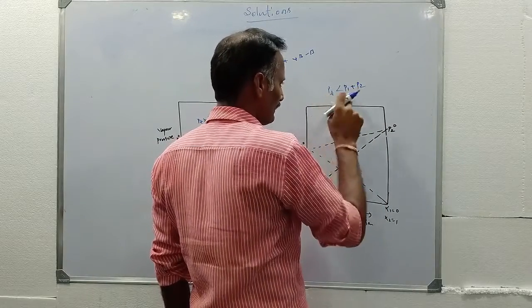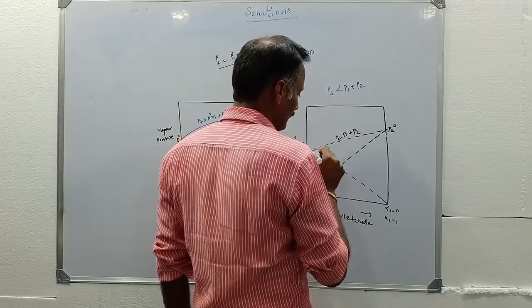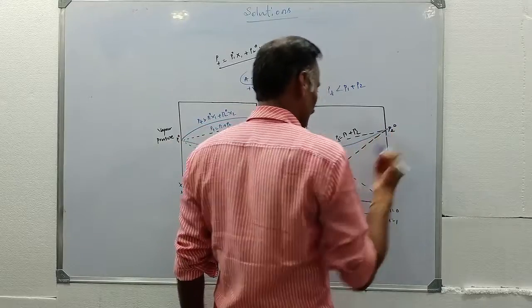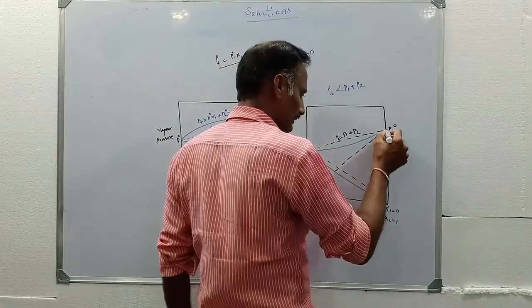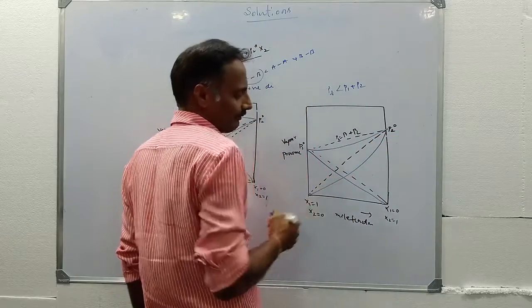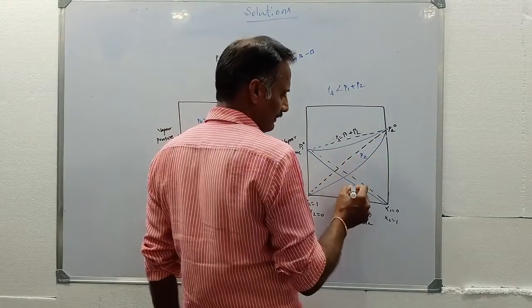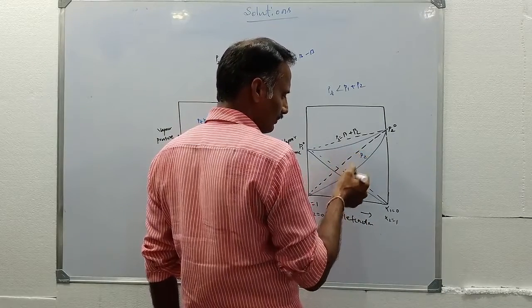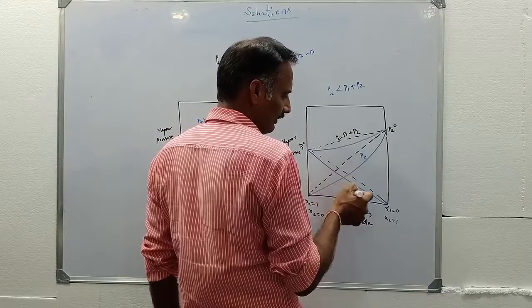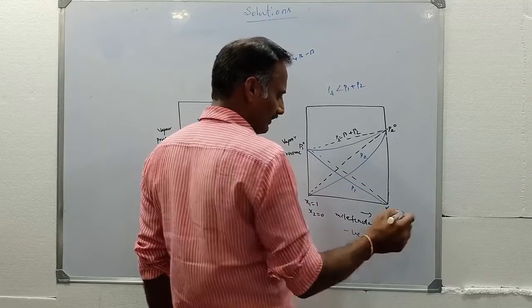If P total value is less than P1 plus P2, then the graph becomes like this. This is less than, and this is less than, like this. This is P2 and this is P1, and the P1 and P2 values are less here. This is for ideal solution. This is for non-ideal solution showing negative deviations.